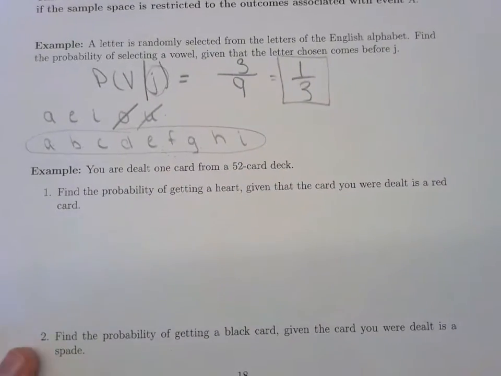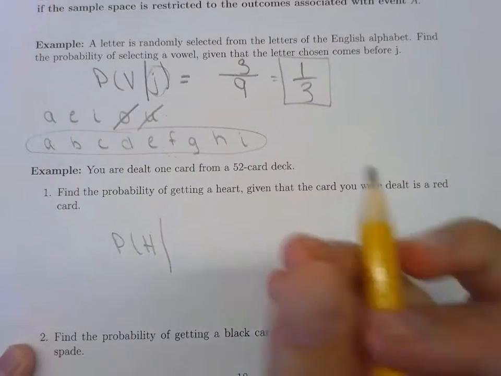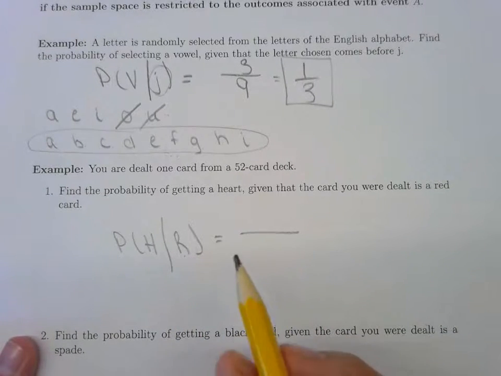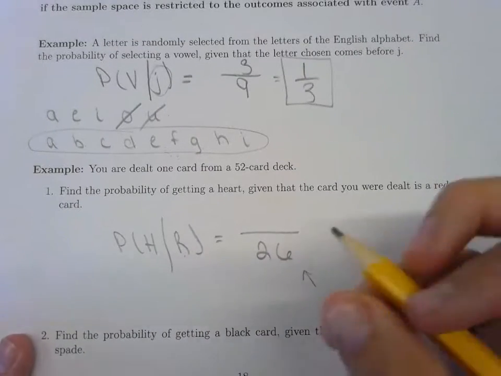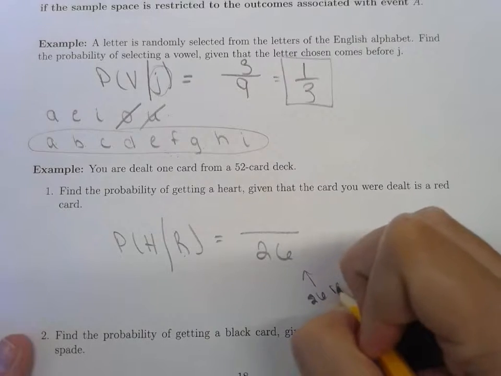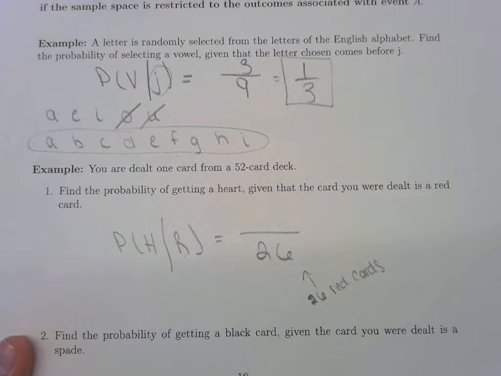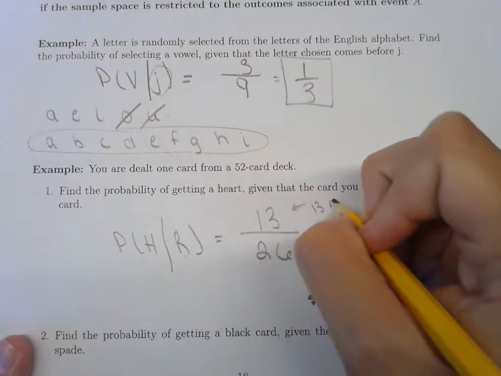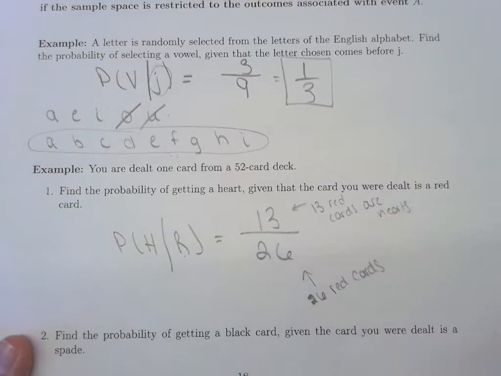Bottom of page 18, it says find the probability of getting a heart, given that the card you have is red. So our denominator is how many red cards there are. We decided that there were 26 red cards, which I'm going to write a note in here so when you look back to study, you'll see that there are 26 red cards. And how many of those red cards are hearts? That would be 13. So I'm going to put 13 red cards are hearts, which actually reduces to 1/2.